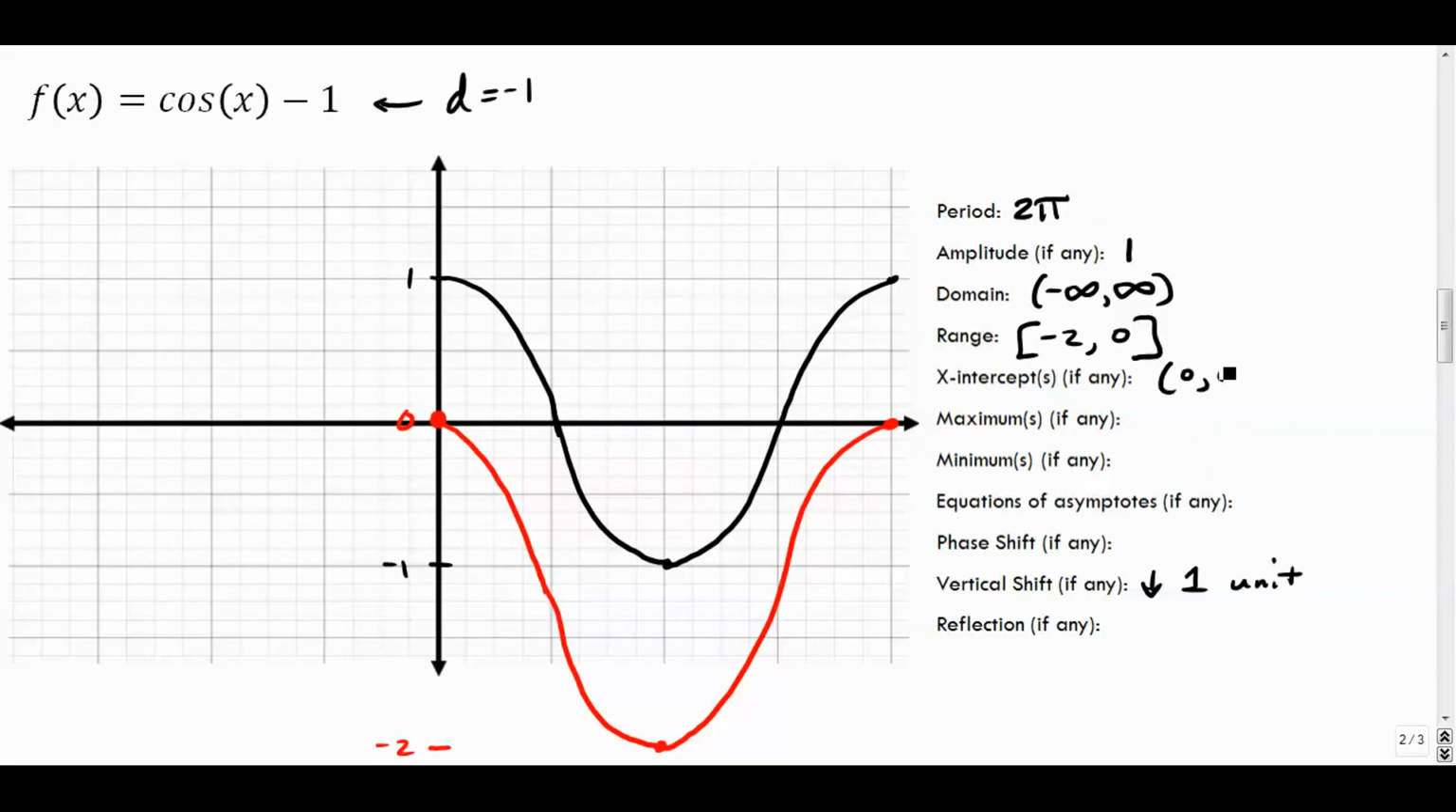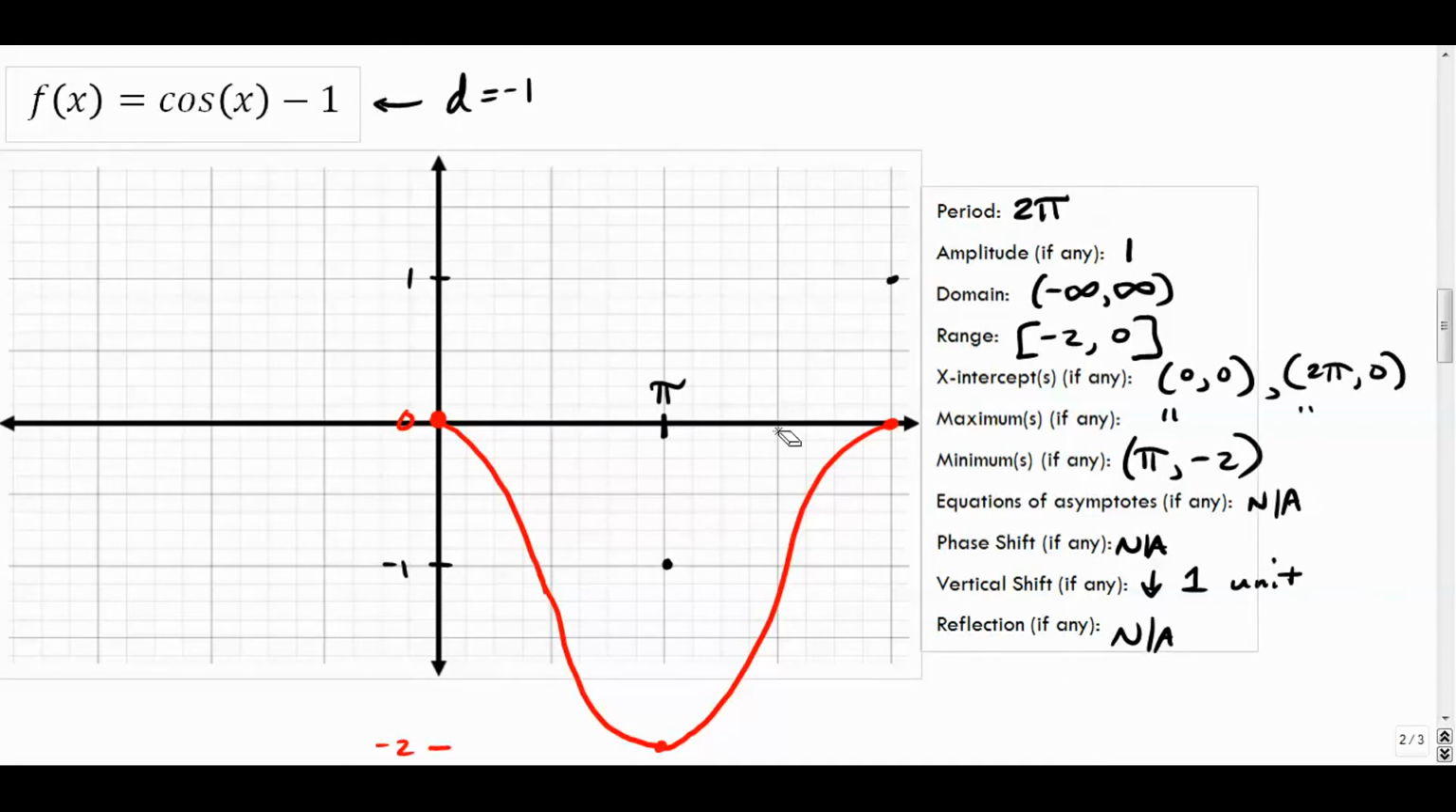X-intercepts, same thing. Well, not same thing. 0, 0, and 2 pi, comma 0. The maximum value, same thing. Minimum value will be right here. Let's see, that's pi units, and then down to negative 2. Pi, negative 2. No asymptotes, no phase shift, no reflection. So there you go. It's basically just the regular cosine just moved down.